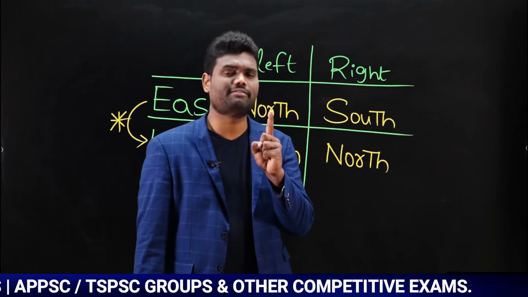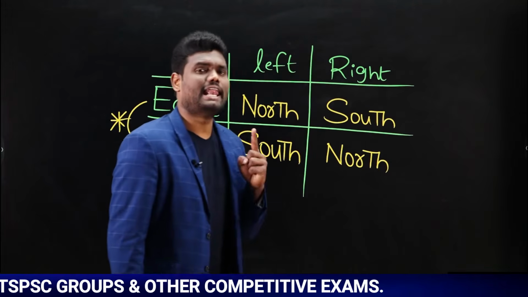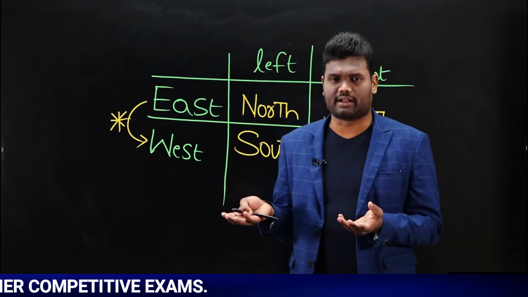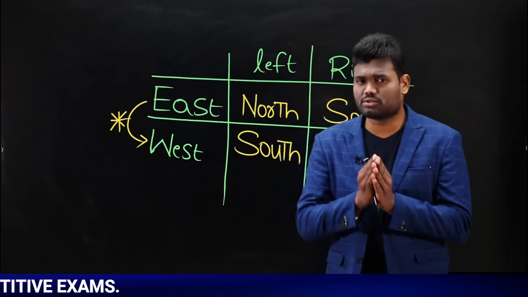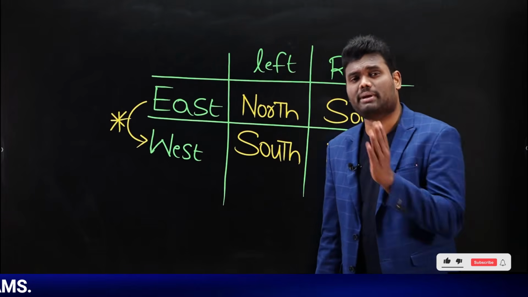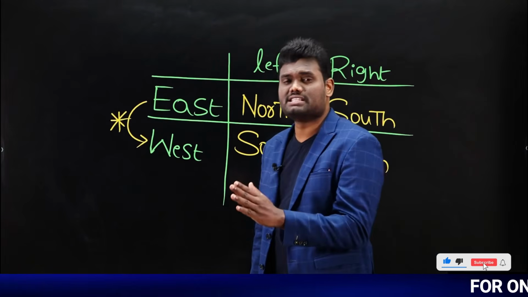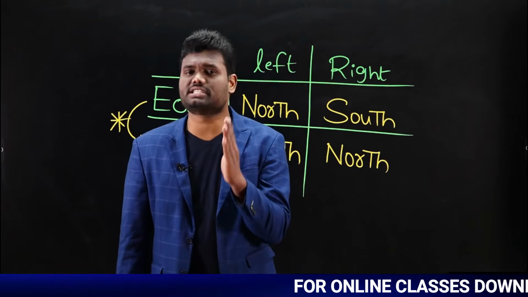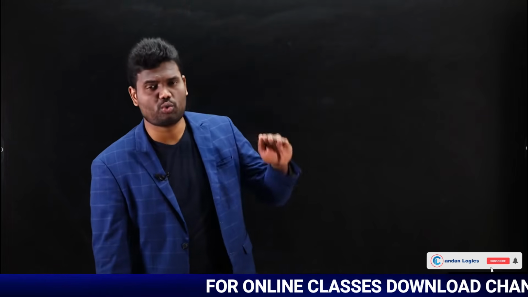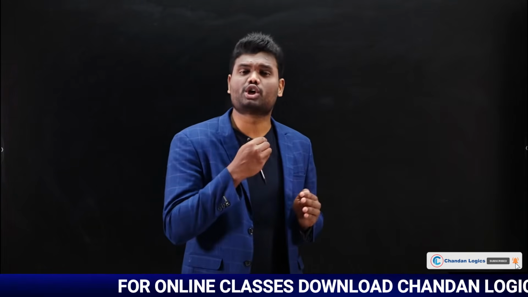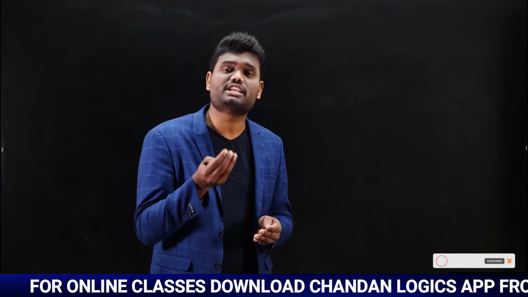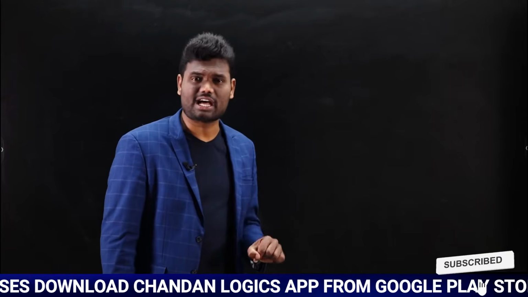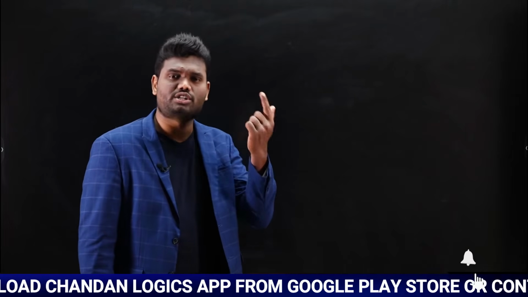When the person is traveling towards north direction, left of the person is same as our left, right of the person is same as our right. When the person is facing towards south direction, left of the person is same as our right, right of the person is same as our left. But when the person is facing towards east direction, left is towards north and right is towards south. And when the person is facing towards west direction, left is towards south and right is towards north.